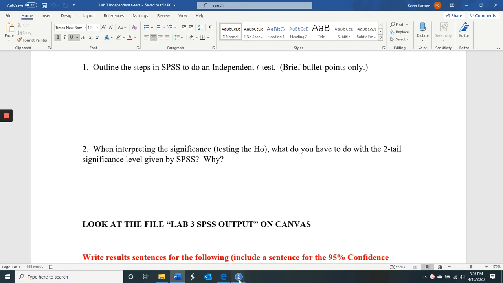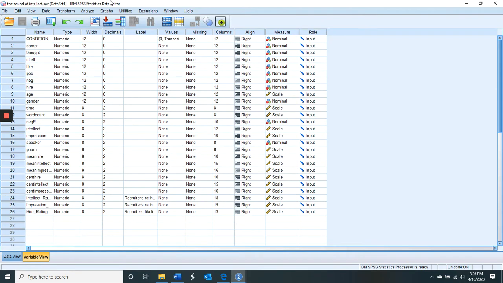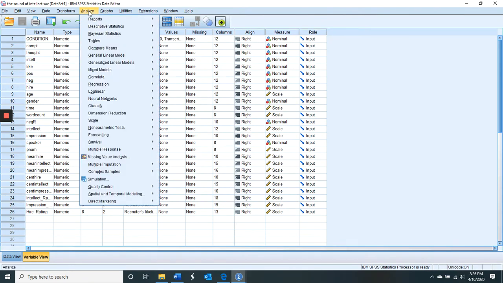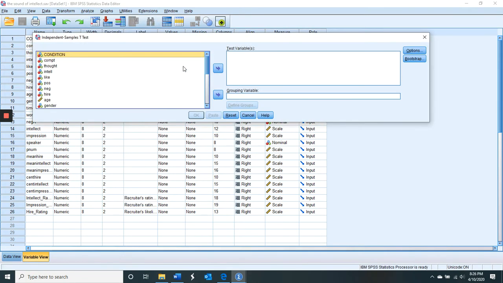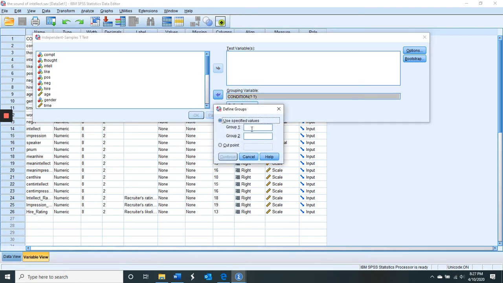So it asks you first about the steps. And so remember to do an outline. So you could bullet point: analyze, bullet point, compare means, bullet point, independent samples t-test, bullet point, put your group variable into the grouping variable, define your groups, and I'm fine if you just say define your groups.